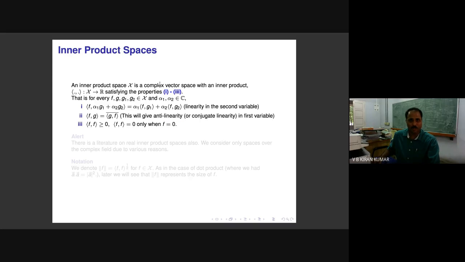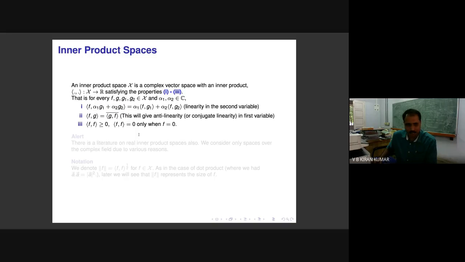So you have a complex vector space with an inner product, satisfying these three properties. Now, one remark about the first property is that by mathematical induction, you can do it for any finite linear sum. Suppose you replace this by a finite linear sum, summation i equal to 1 to n of a_i g_i, then that summation you can take out. That's the meaning of this: summation i equal to 1 to n of a_i times inner product of f and g_i. You can do it in the first variable also, but when you take out the scalar, you will have a conjugation because of this. That's the difference.